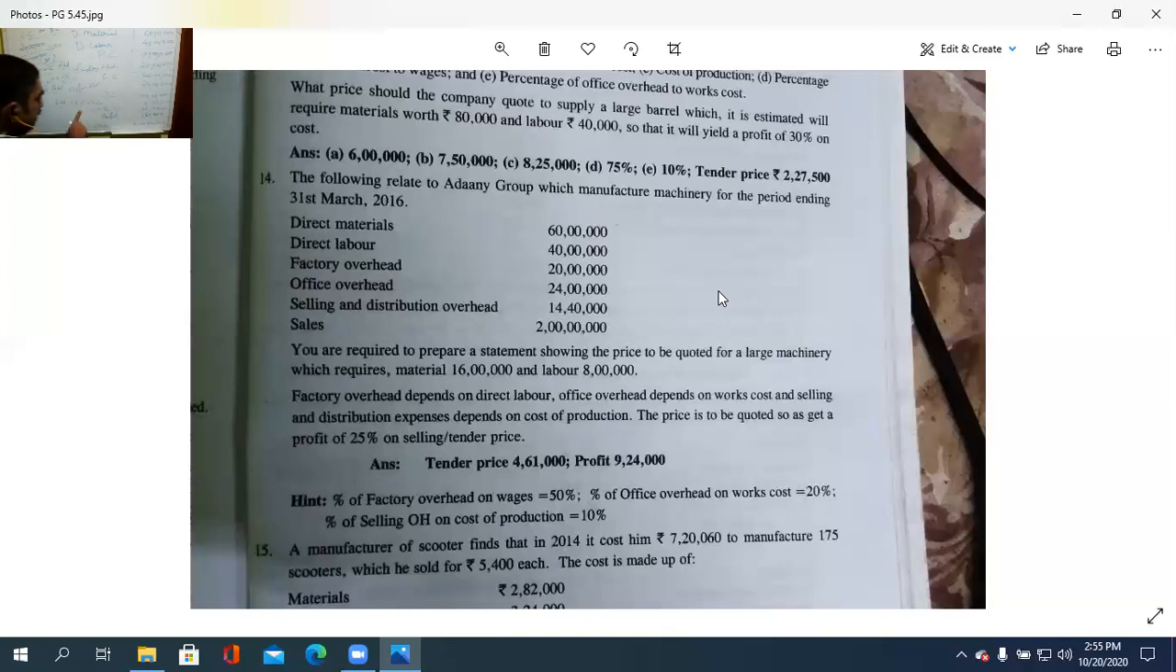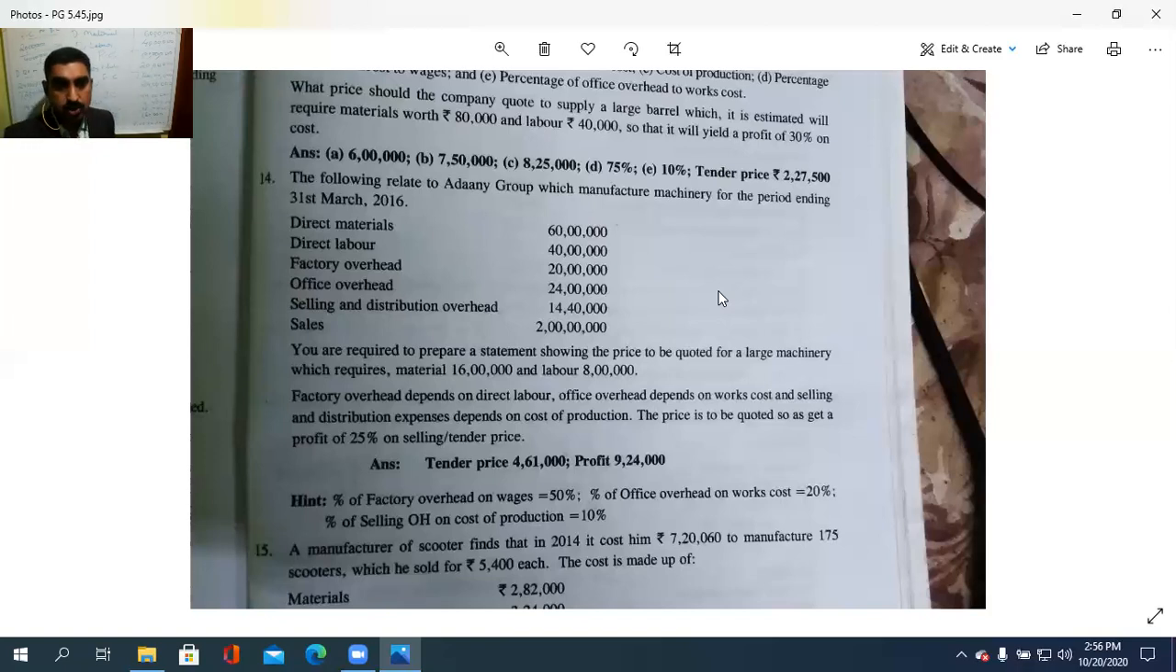Then next is selling and distribution overhead over office cost. So 14 lakh 40,000 divided by 1 crore 44 lakh into 100. So it is 10%. Like the same: 50%, 20% and 10%. So this is the case with regard to the percentage calculation.